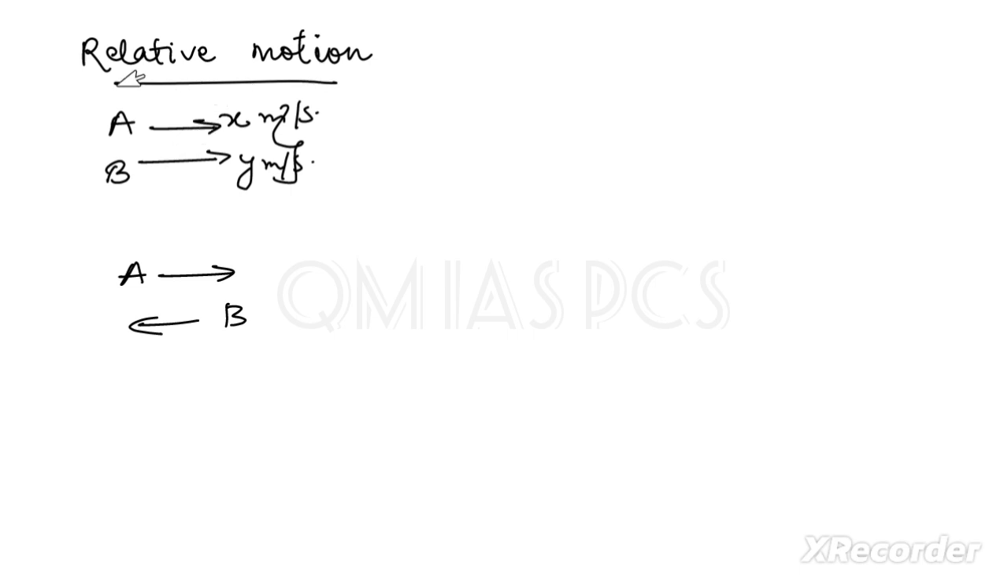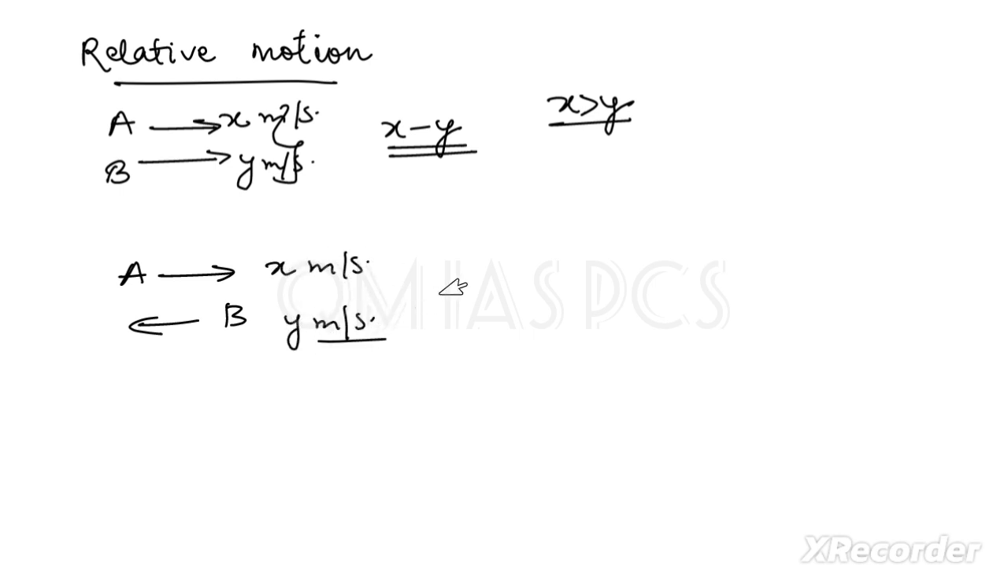In that case, relative motion will be x minus y. I am considering x is greater than y. You can consider y is greater than x, in which case we have to write y minus x. Whichever value is greater, we write that one first. For this one, this is x meter per second and this is y meter per second. But when both bodies are moving in opposite directions, relative motion will be x plus y, this much meter per second. Is it clear?